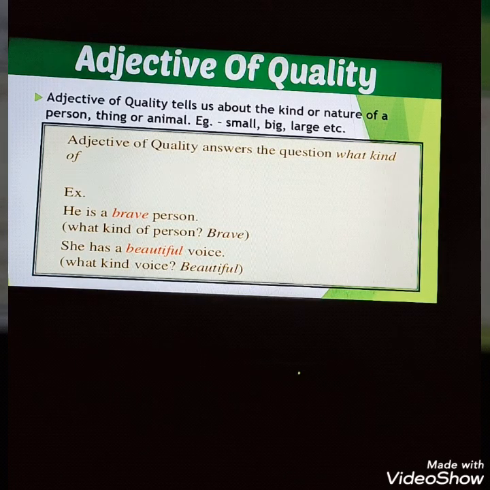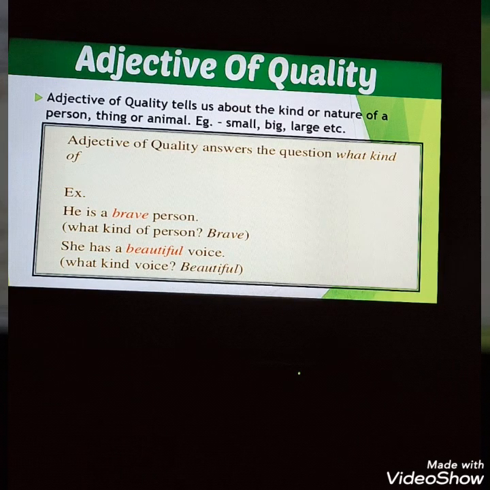Adjective of quality. This is our first kind of adjective. Adjective of quality tells us about the kind or nature of a person, thing or animal. It tells us how the person is, what kind of person that is. He is brave, he is small, he is big, it is large, whatsoever. It tells us about the size, shape, color of a person, thing, animal or place.